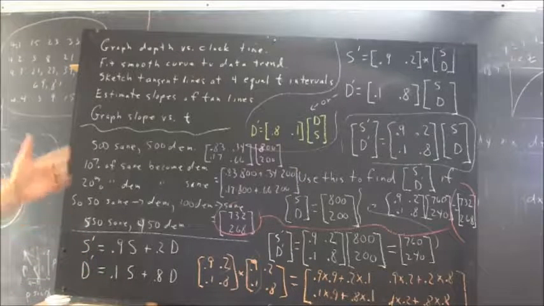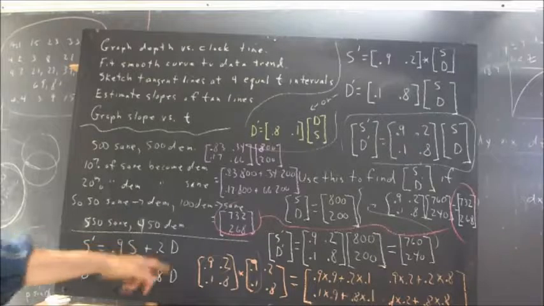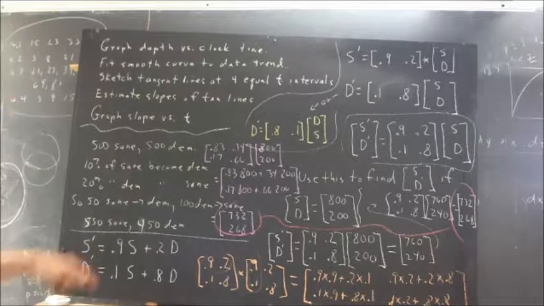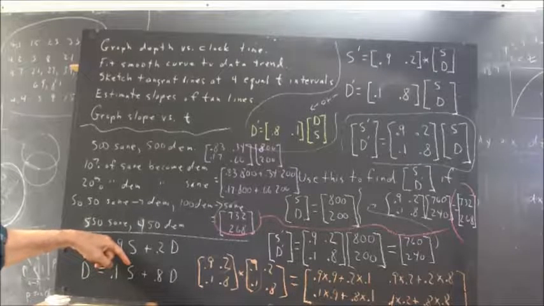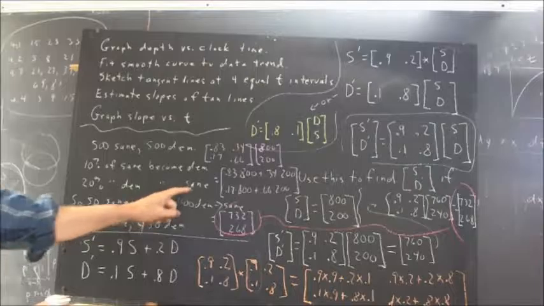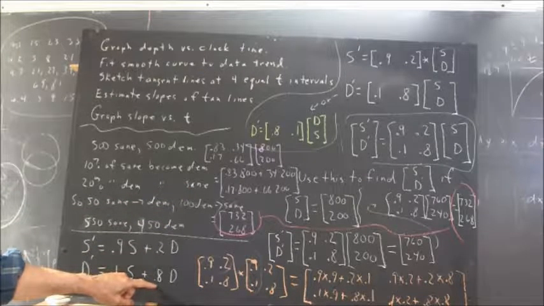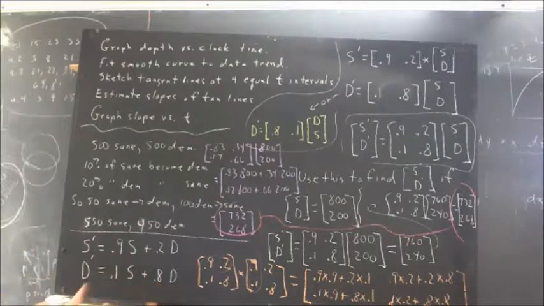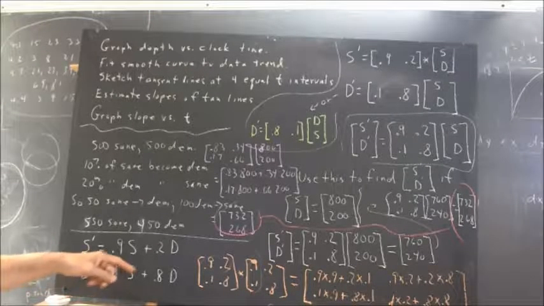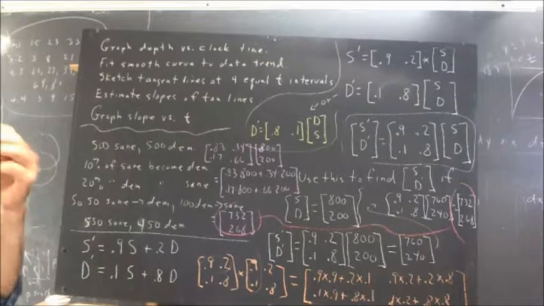Similarly, the new number of demented. Well, what happens if we have a certain number of sane and demented? How many will we have that are demented? Well, 10% of your sane will be demented. And since 20% of your demented become sane, that leaves 80% of your demented who are still demented. So the new number of demented is 0.1S plus 0.8D.